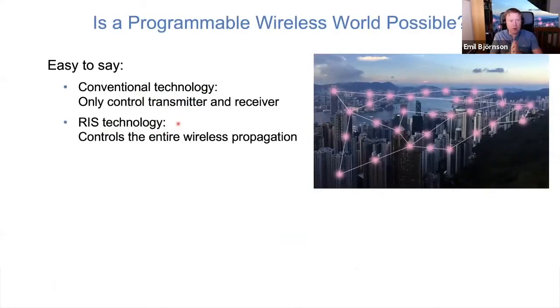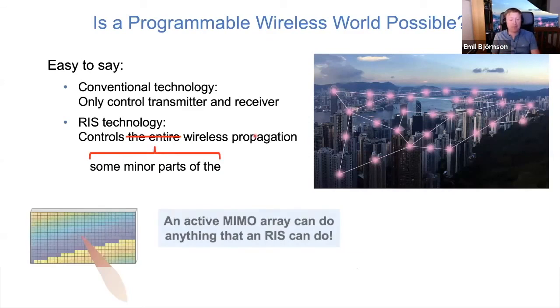So, to wrap up, is a programmable wireless world possible? It's easy to say that conventional technology can only control the transmitter and receiver. We have no control over the propagation environment, and now we have a new technology that can control the entire wireless propagation. The truth is that we can control some minor parts of the wireless propagation, and that might be enough. We should also remember that an active MIMO array can do anything that a reconfigurable intelligent surface can do.